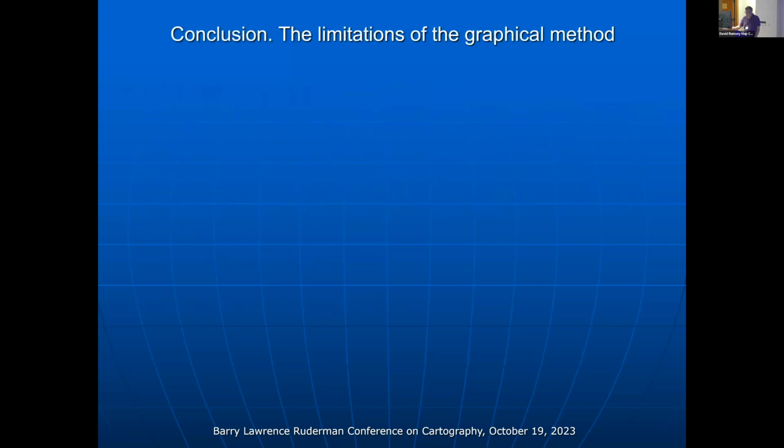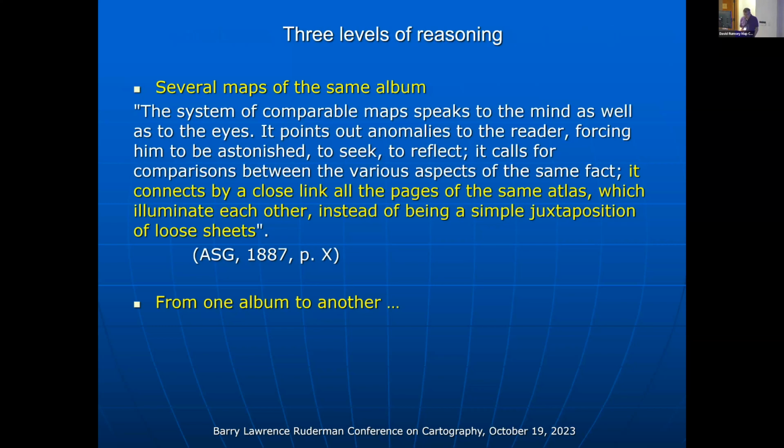In the final stage, the idea was that connections could be made from one album to the next. In his comments, Chesson often mentioned maps from earlier albums, inviting reference to them. "We will refrain," he said, "from reproducing the 1876 map, which we will find in the 1880 album if we need to use it." This brings me to my conclusion on the limitations of the graphical method.